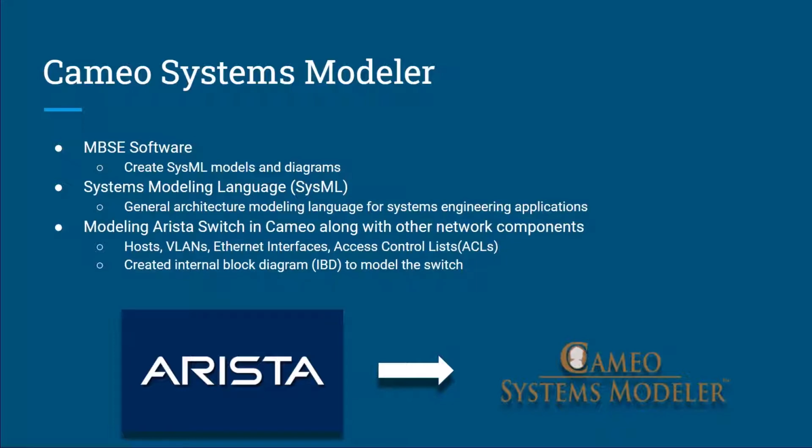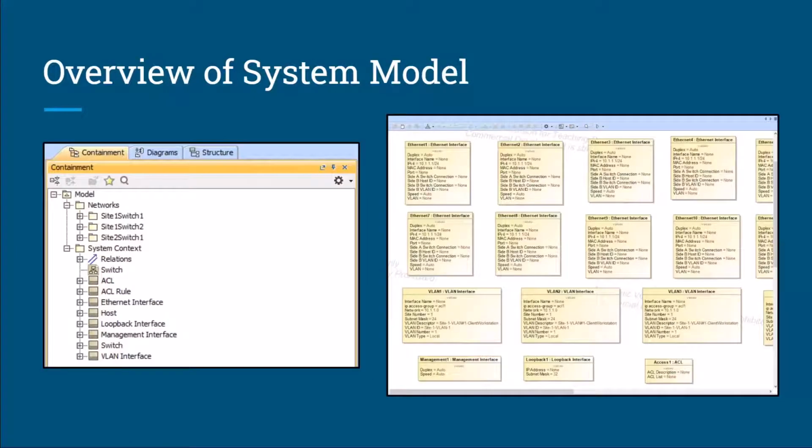We're using Cameo to mainly model the Arista switch, along with other components necessary to create a network model, such as hosts, VLANs, Ethernet interfaces, and ACLs that are connected to the Arista switches. We create an internal block diagram, IBD, to model the switch and display the internal properties of each component. Let us look at the image on the left.